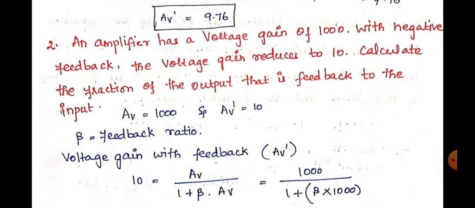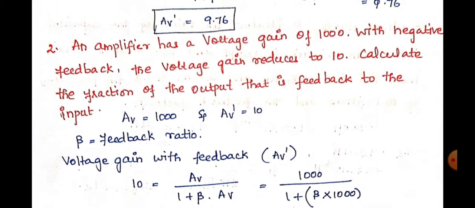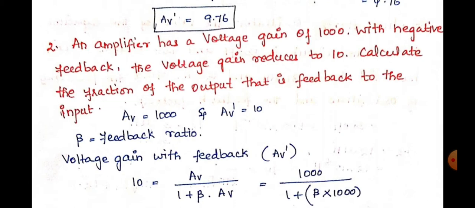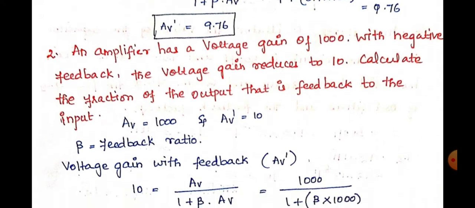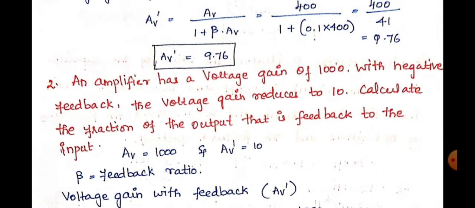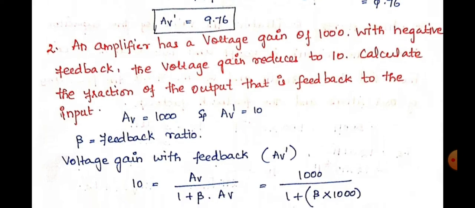Second problem: an amplifier has a voltage gain of 1000. With negative feedback, the voltage gain reduces to 10. Calculate the fraction of output that is fed back to the input. Feedback fraction is the beta value. The voltage gain of an amplifier with negative feedback is AV dash, so AV dash is equal to 10. The voltage gain of the amplifier is 1000, so AV is 1000. We are going to find the feedback ratio beta.